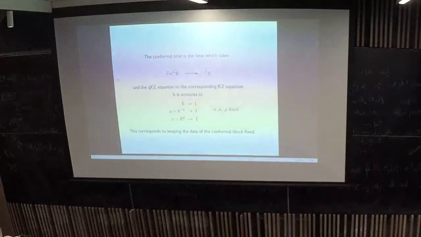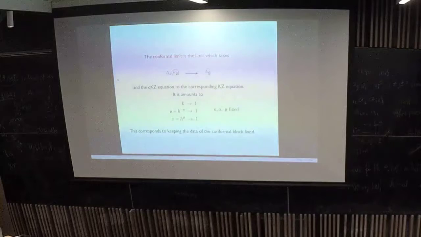The conformal limit is the one in which quantum affine algebra becomes ordinary affine Lie algebra, and correspondingly the QKZ equation becomes the KZ equation. So you take this parameter h bar goes to 1, the step p of the difference equation also goes to 1, but you keep kappa fixed. And to get KZ equation from QKZ equation, you also need to take Z to 1 in a special way, where it's actually this parameter mu that's the weight of the Verma module. So you take these to 1, keeping kappa, A and mu fixed. So the idea is that we're keeping the data of the conformal block fixed.